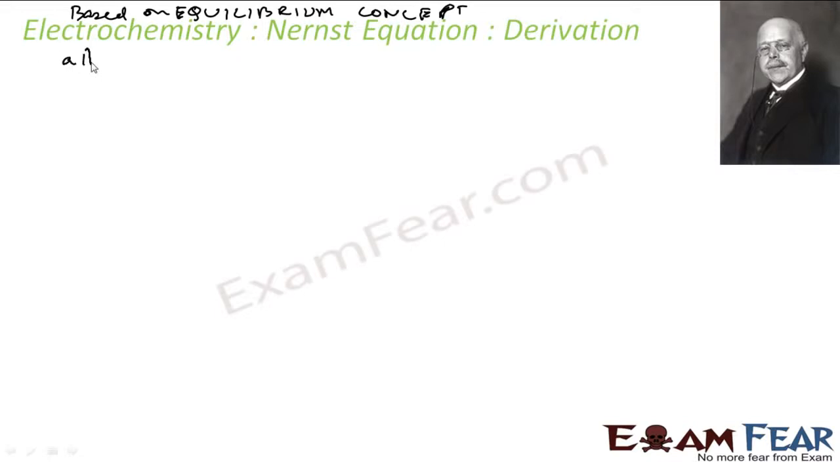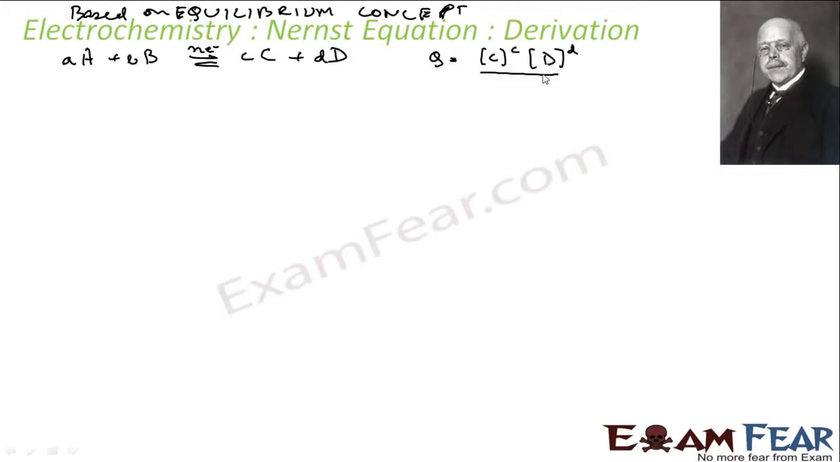a moles of capital A plus b moles of capital B react and some n electrons are transferred. You get c moles of capital C plus d moles of capital D. This is the reaction, let's suppose I have. So at any point of time, if I want to find Q, it is nothing but concentration of C to the power c into concentration of D to the power d, by concentration of A to the power a, concentration of B to the power b. That is the value of Q at any point of time.